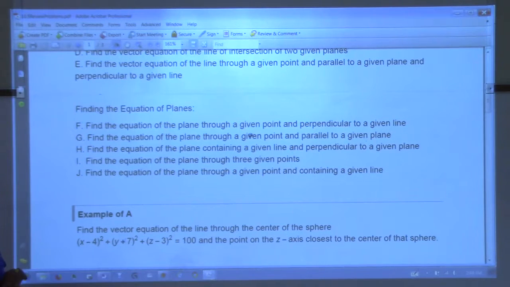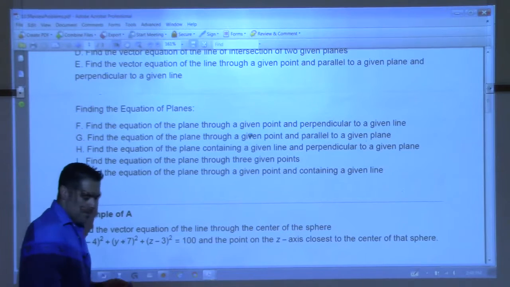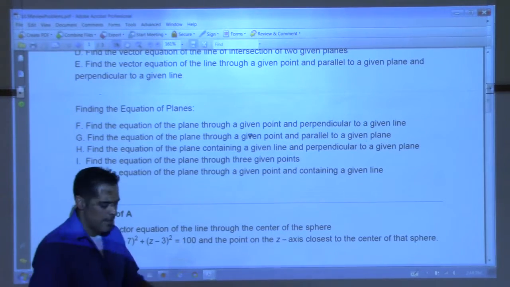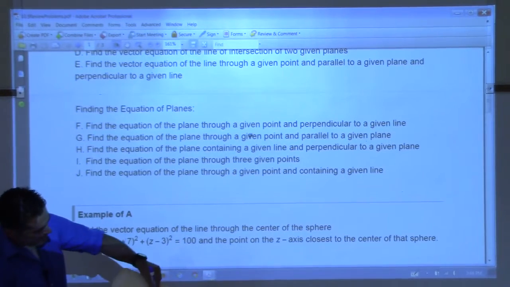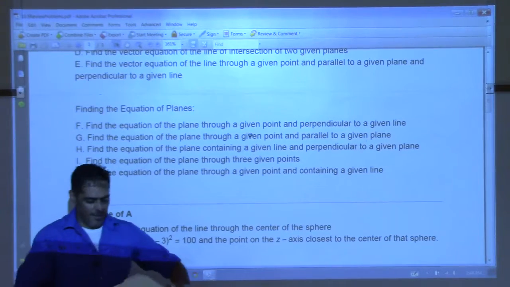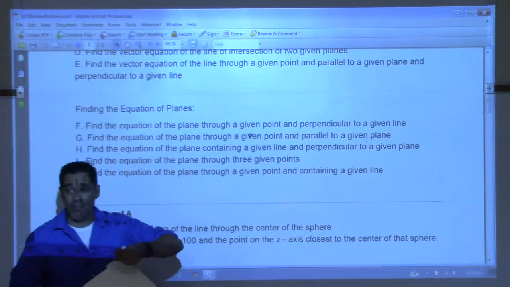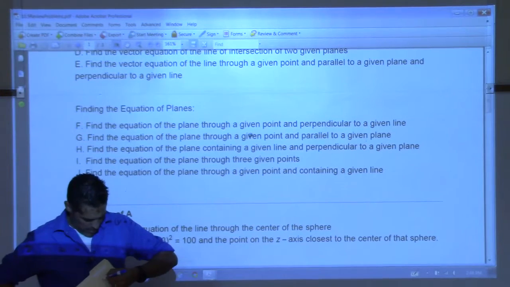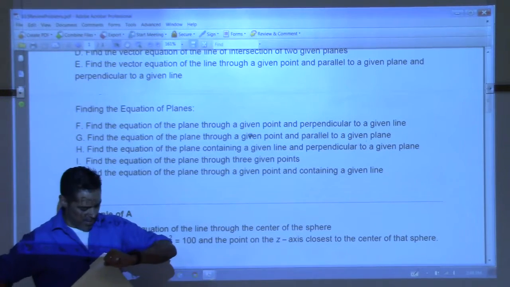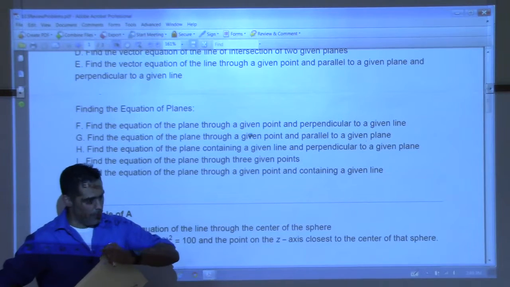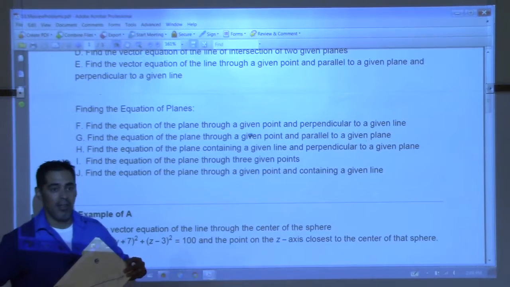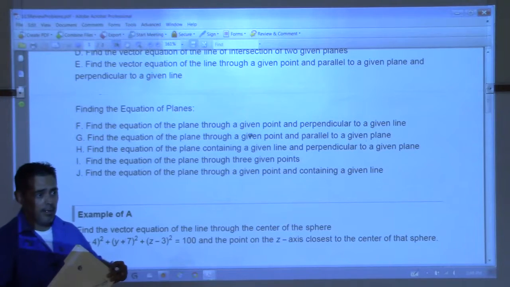Find the equation of the plane through a given point and containing a given line. Ooh, that one's a little different. So this time, it contains a line, so there's an infinite number of planes, right? But I'm also giving you a point that's not on this line. Imagine that point's here. I have to rotate this plane to get to that point. So now I have a line in a plane and a point in a plane.